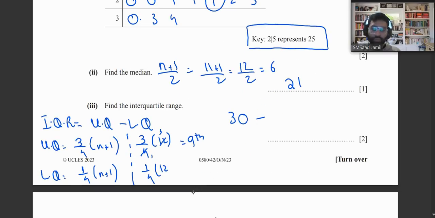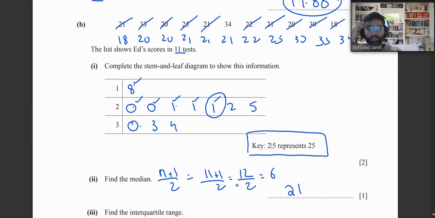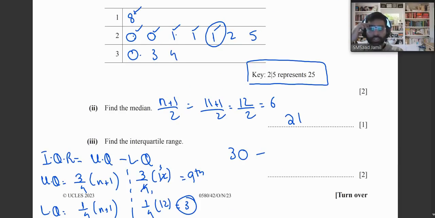Minus lower quartile, 1 upon 4, again n is 11. 11 plus 1 is 12. 12 divided by 4 is 3. Third term. So 1, 2, 3. So the third term is 20. So upper quartile minus lower quartile, 30 minus 20. The answer is 10. Hope you guys get this one.